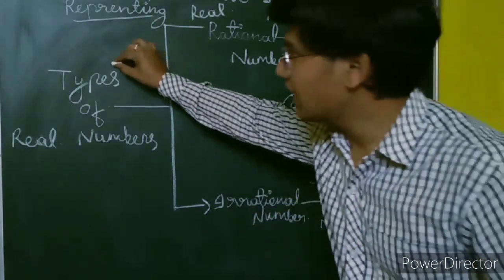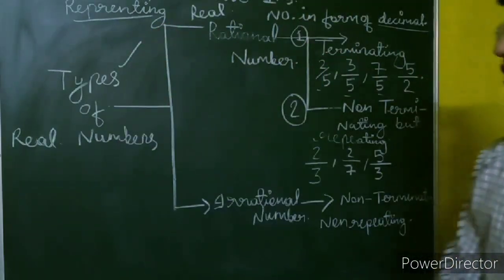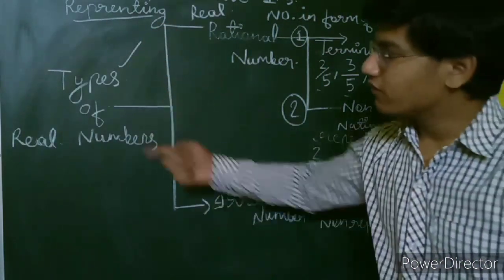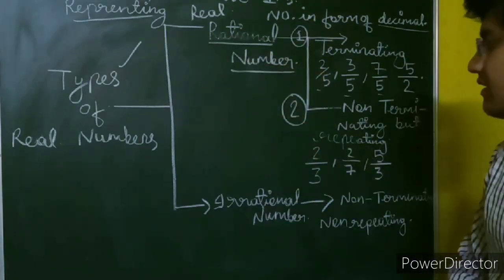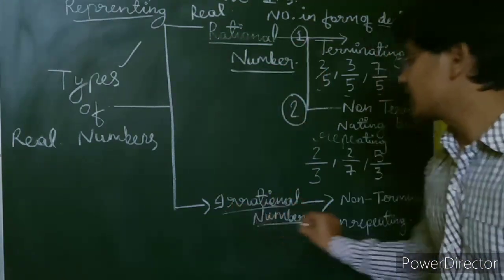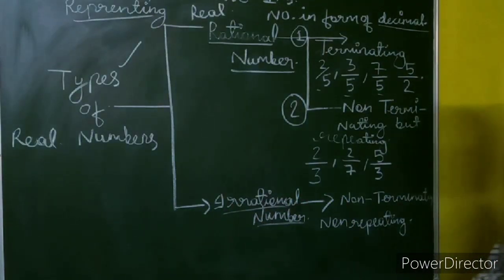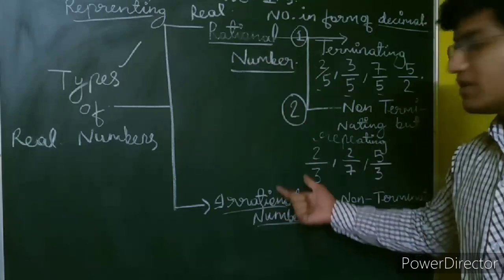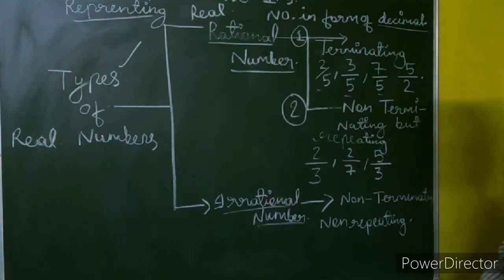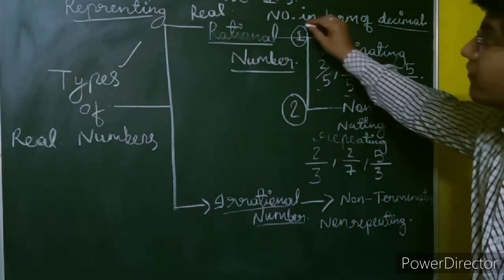Earlier we have studied the types of real numbers. There are two types of real numbers. First type is rational number and second type is irrational number. That I have told you earlier only. Now we have to study rational numbers further.